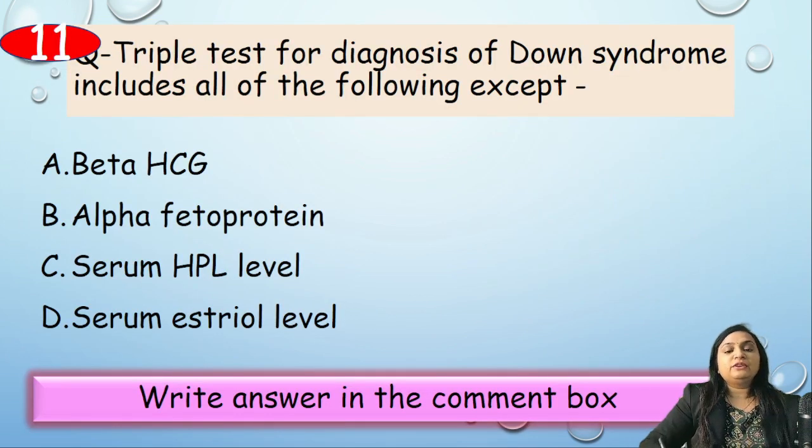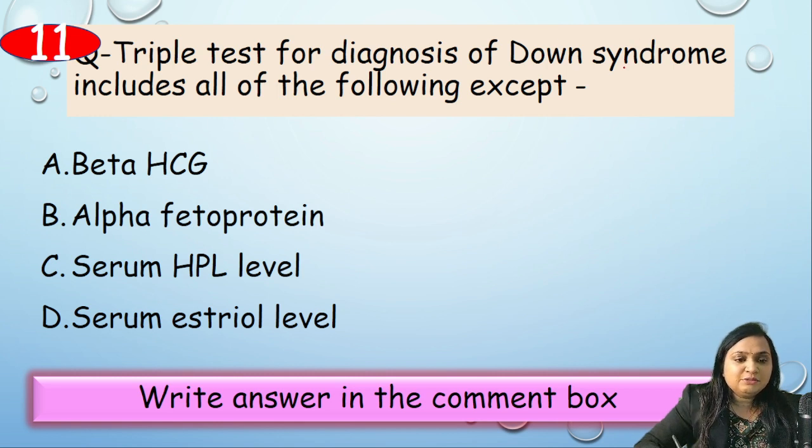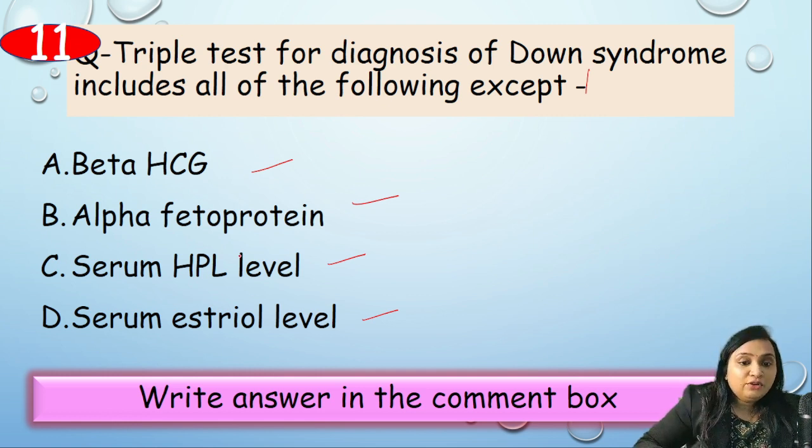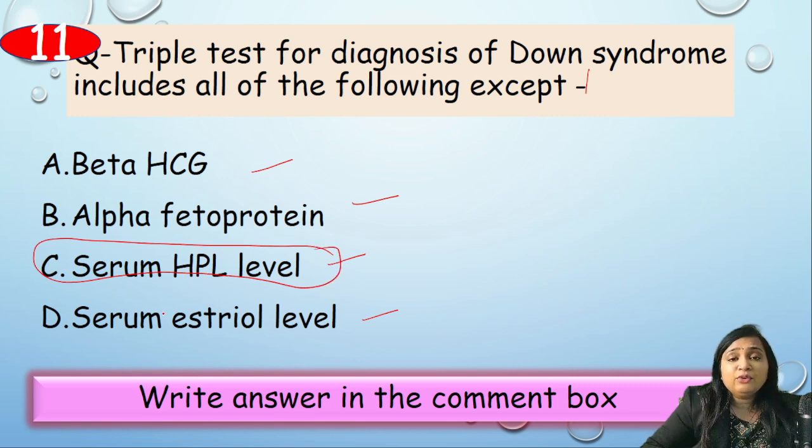The triple test for the diagnosis of Down syndrome includes all of the following except: beta HCG, alpha fetoprotein, serum HPL level, or serum estriol level. We all know that it could not be the HPL level, because we have not discussed it.